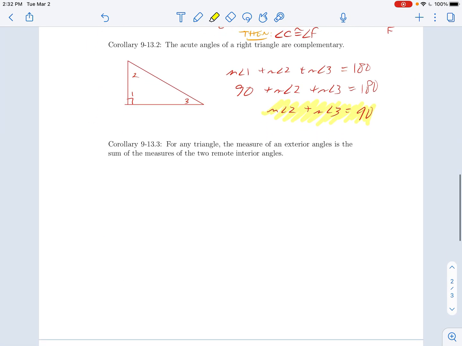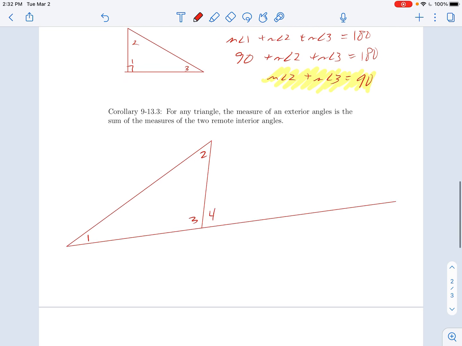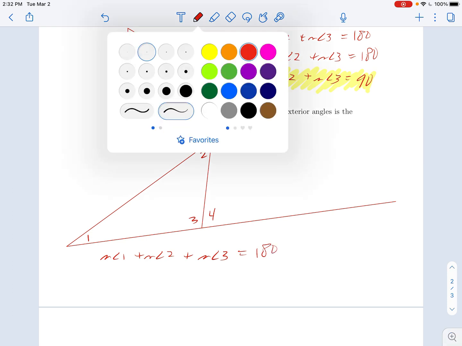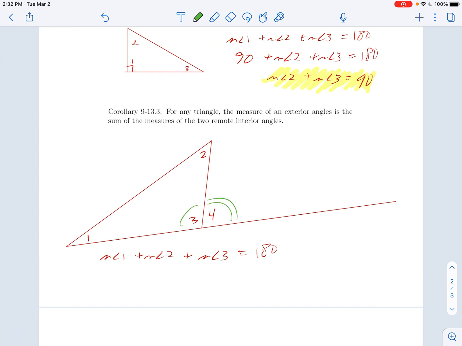And then finally, we have something like the exterior angle theorem, but much more powerful. If I have a triangle and one of its exterior angles, here's angles 1, 2, 3, and here's angle 4. So what do we know? On the one hand, we know the measure of angle 1 plus the measure of angle 2 plus the measure of angle 3 is equal to 180. On the other hand, we know from the supplement postulate that the measure of angle 3 plus the measure of angle 4 is equal to 180.